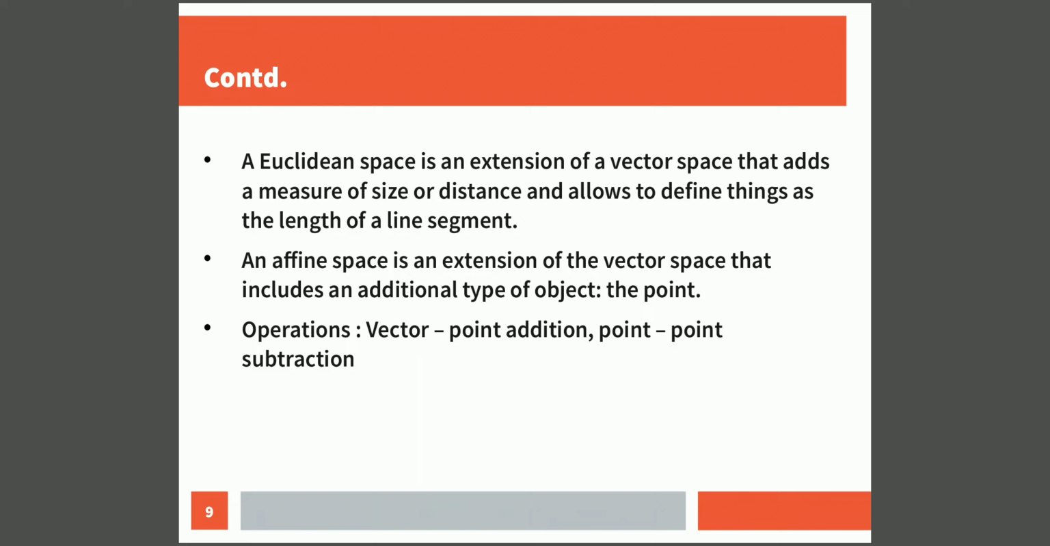Then what are the operations which can be performed in affine spaces? It is vector point addition. This we have already discussed. When we add a point and a vector, the result of this operation is again a new point. Then the second operation which is supported by affine space is point point subtraction. This operation we'll discuss in a later slide.